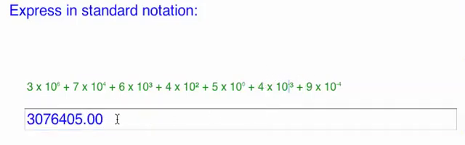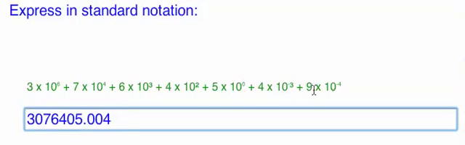So 4 times 10 to the negative 3. So the 4 goes here. 9 times 10 to the negative 4. So the 9 goes in the 4th decimal place. And that's it.